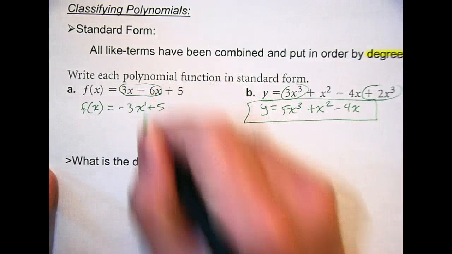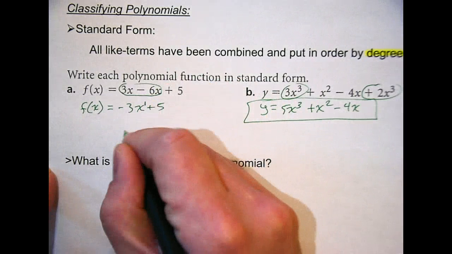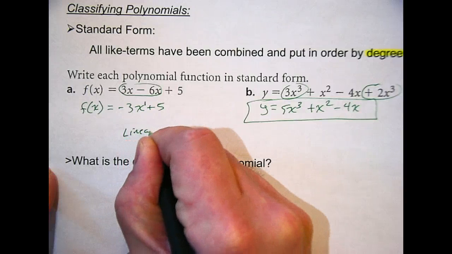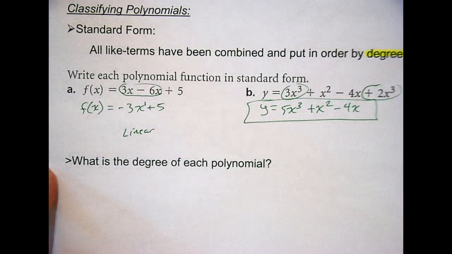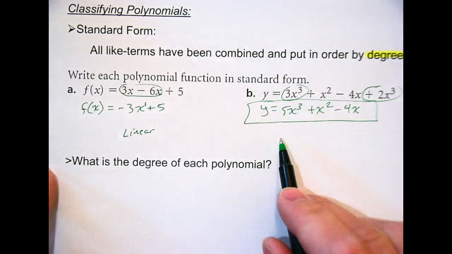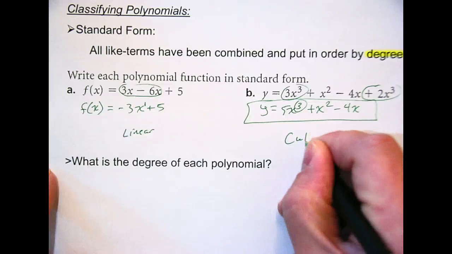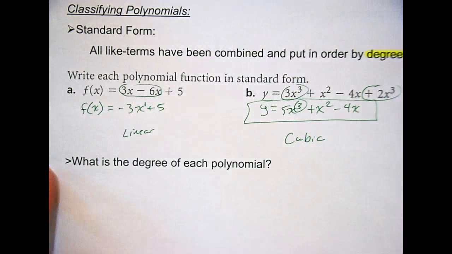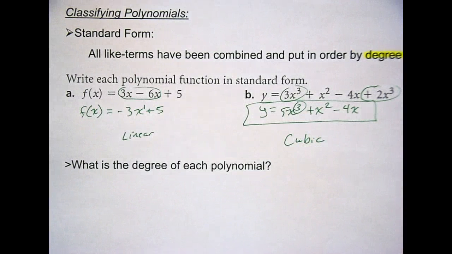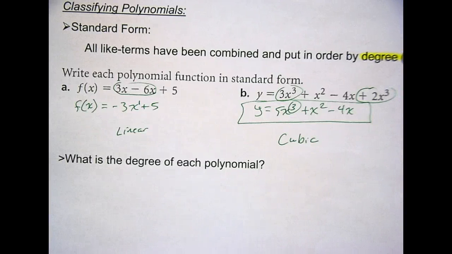X is to the first, and we have a special name for that. It's called linear. Okay, you guys know that. What's this one? Cubic. This is cubic. X is to the third. It also has a special name. It's called cubic. So first power, second power, and third power, that we have special names that we will use. Okay.